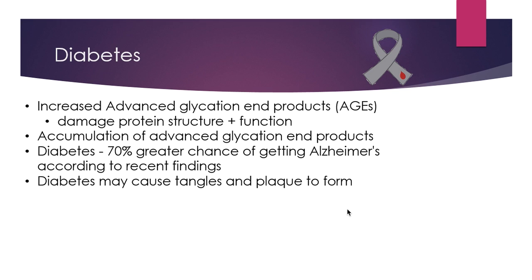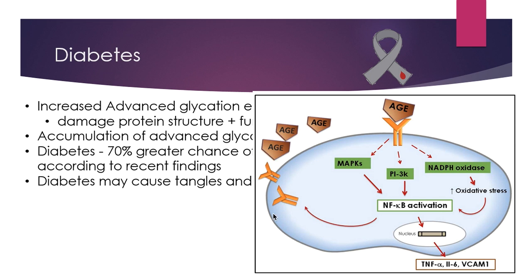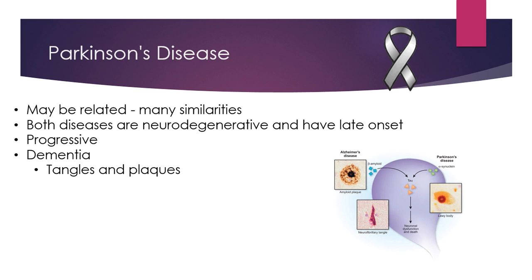Basically what these substances do is destroy the structure and function of proteins. Along with oxidative stress, which is basically a disturbance in the balance between the creation of certain oxygen substances and the detoxification of those substances in the brain, that creates a cycle that can really damage a lot of proteins. This might eventually lead to the formation of those tangles and plaques that are characteristic of Alzheimer's, so diabetes patients are more likely to get it.